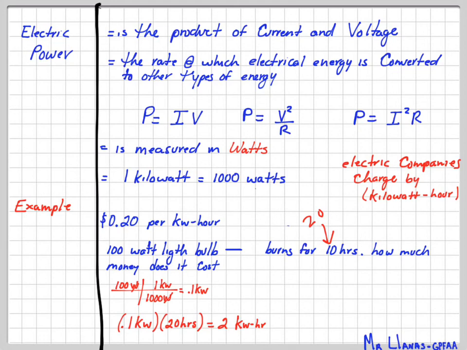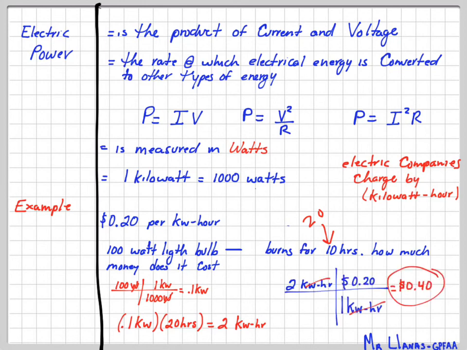So that gives us 2 kilowatt hours, and once we do that, we can multiply that by 20 cents, or $0.20, which is the cost of every kilowatt hour, and that gives us 40 cents. So if you keep it on for 20 hours, you would have to pay 40 cents. If you go back to the original problem and do it with 10 hours, you would only have to pay 40 cents, okay? So that's how you solve these types of problems.